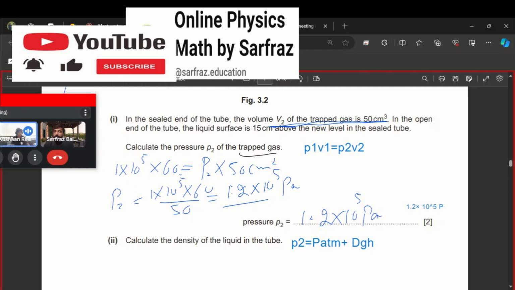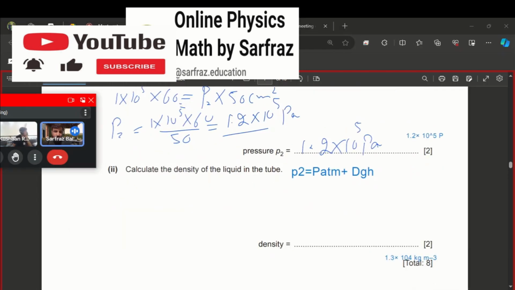Okay, so P, or P2, will be equal to atmospheric pressure, which is 1 times 10 raised to the power 5, plus we have to calculate P2. Sorry, P2 is also given. What is pressure P2? It is the one we calculated just now, 1.2 in the above question, 1.2 times 10 raised to the power 5.